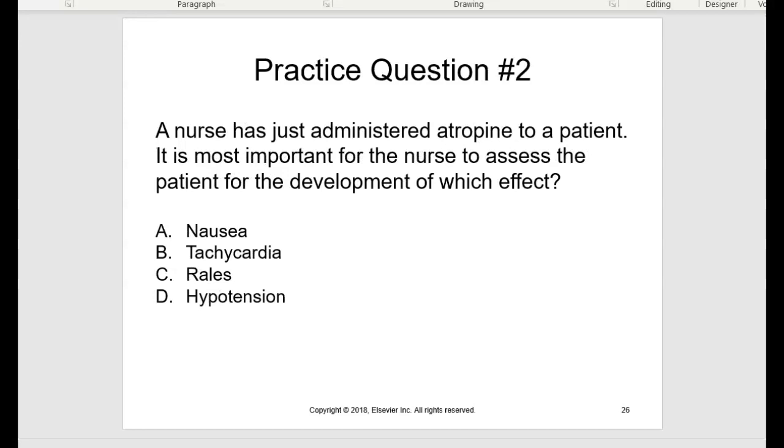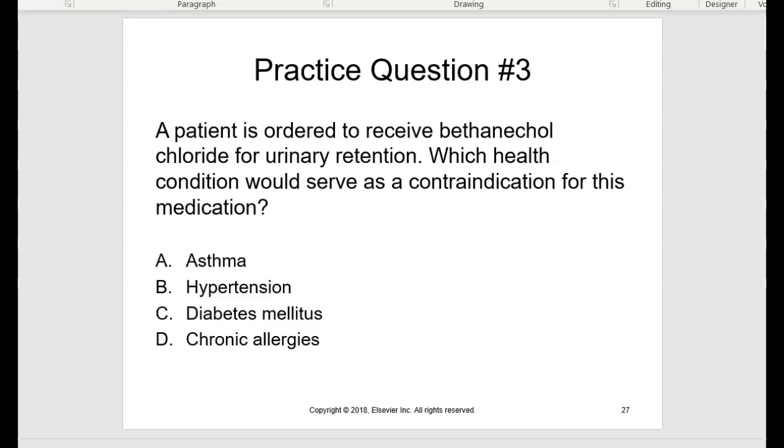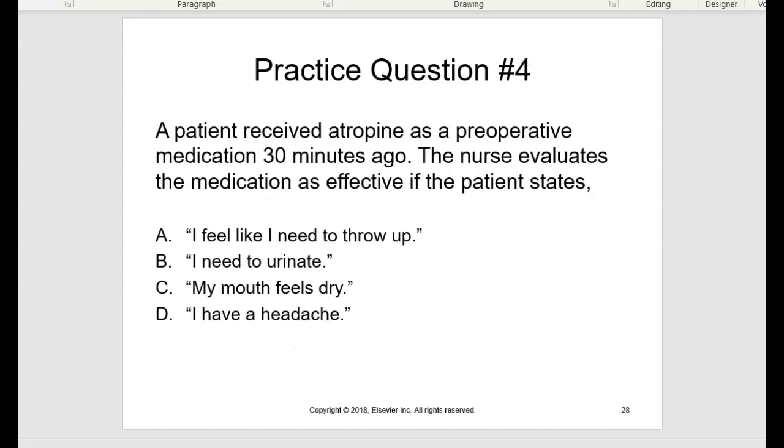Practice question 2. A nurse has just administered atropine to a patient. It's most important for the nurse to assess the patient for the development of... B, tachycardia, is the correct answer. Practice question 3. A patient is ordered to receive bethanechol chloride for urinary retention. Which health condition would serve as a contraindication for this medication? If you answered A, asthma, that is the correct answer.